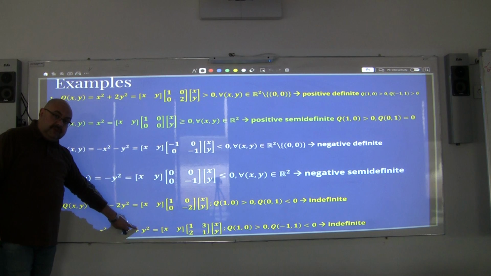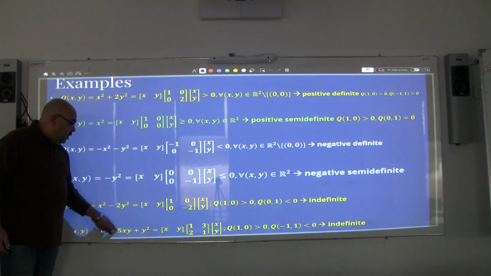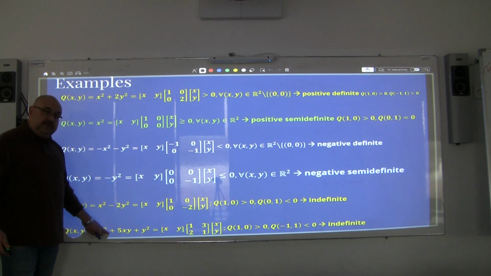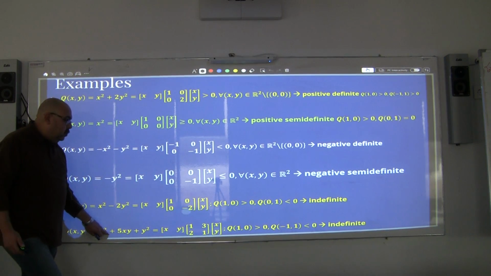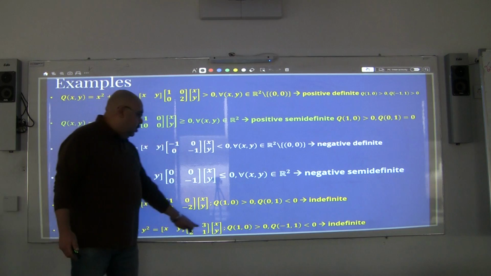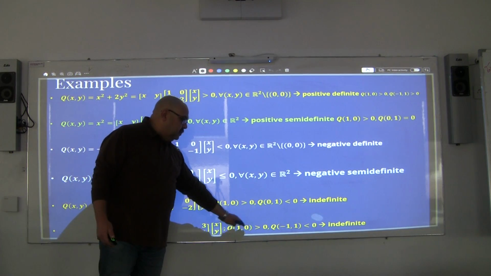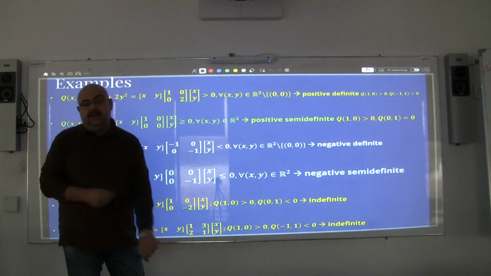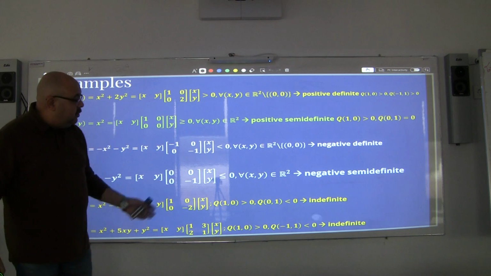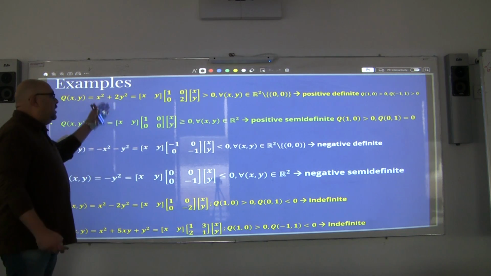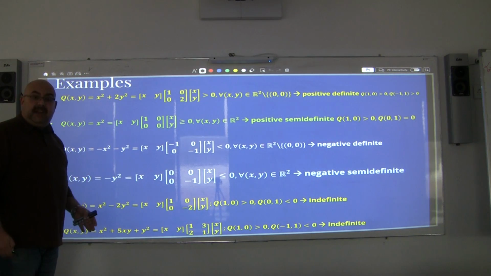Also works for this one, x squared plus 5x squared plus y squared. If you take the coefficients, I can form it 1, 1, 2, and 3, or 2.5 and 2.5 if it is a symmetric matrix we are dealing with. So you will have the following: 1 and 0 will give you positive values, negative 1 and 1 will give you a negative sign, so it's also indefinite.